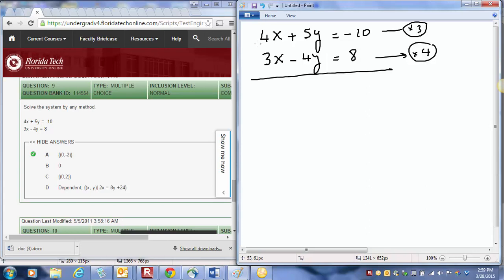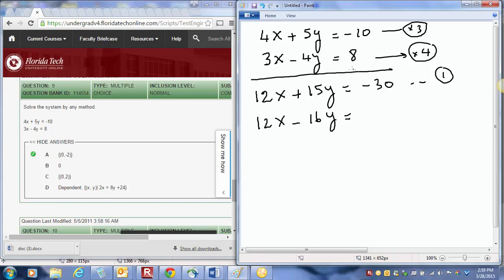Let's see what happens here. 3 times 4 is 12x. 3 times 5, 15y. And 3 times negative 10 is negative 30. That would be the first equation. Second equation, multiply by 4. 4 times 3 is 12x. 4 times 4 is 16, so it's minus 16y. And 4 times 8 is 32. Notice now we're going to subtract.